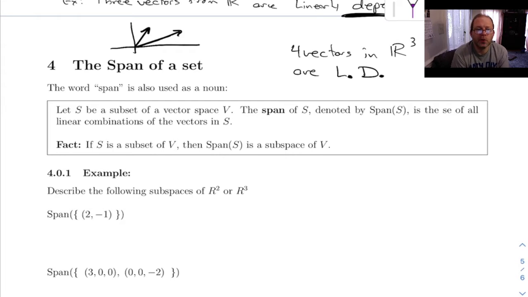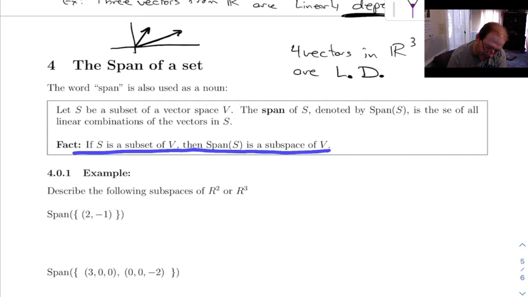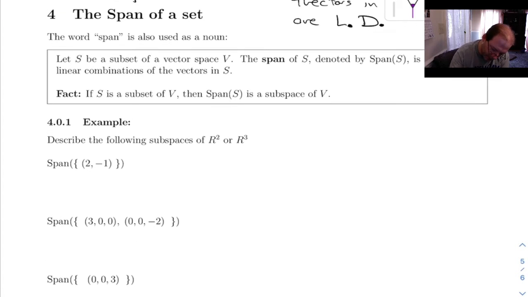So far, we've been using the word span as a verb, but you can also use it as a noun. And I just wanted to mention this different usage. If we let S be a subset of a vector space, then the span of S, and we denote that like this, is the set of all linear combinations of the vectors in S. And this fact here: if S is a subset of V, then the span of S is a subspace of V. So let's look at a few examples.